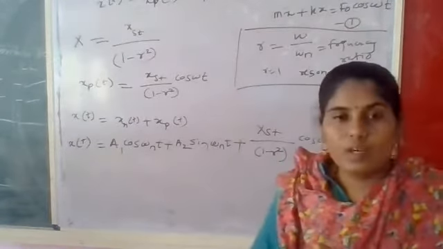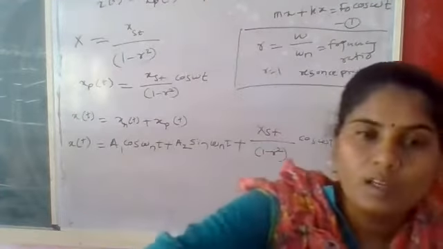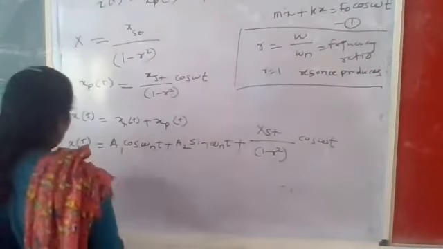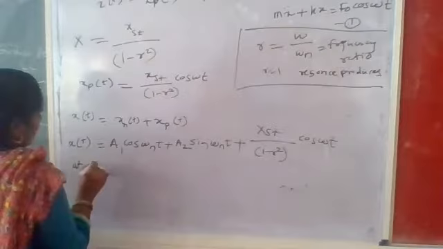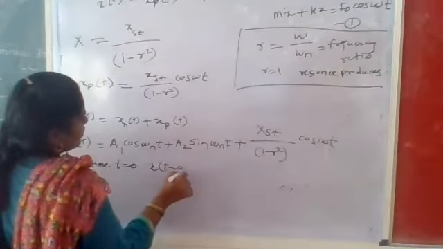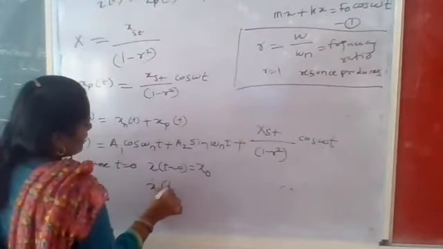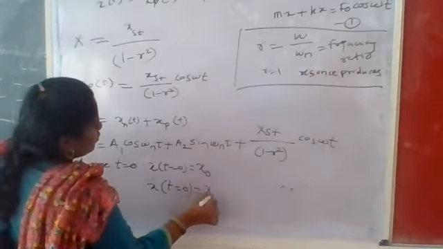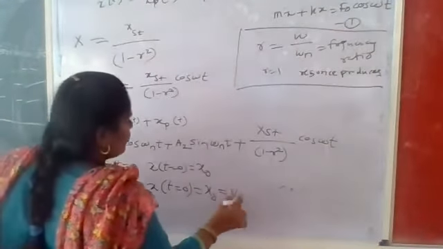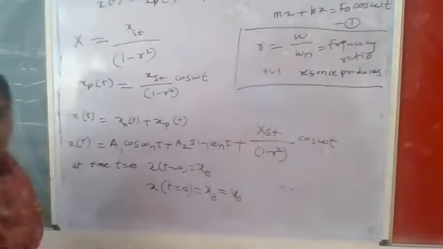So put here the boundary condition. What are our boundary conditions? Already we have seen in the last lecture. At time t is equal to 0, the first condition is that x of t is equal to 0 is equal to x naught. And the second condition is velocity at time t is equal to 0 is equal to x dot naught, which is equal to v naught. So put these two boundary conditions and give me the answers about the a1 and a2 values.